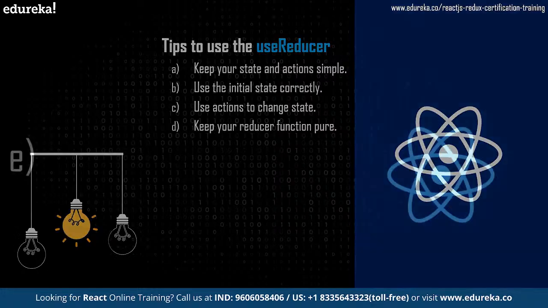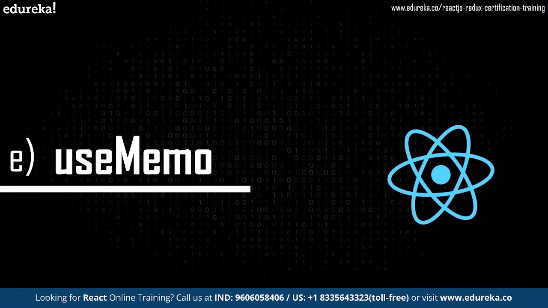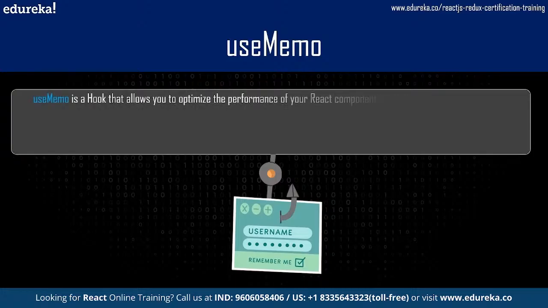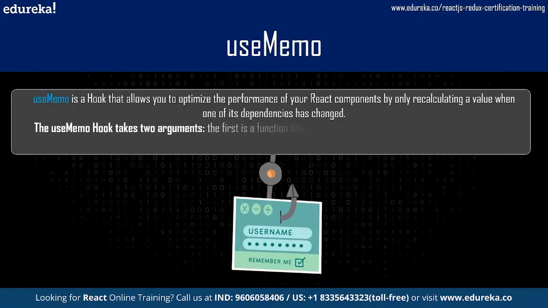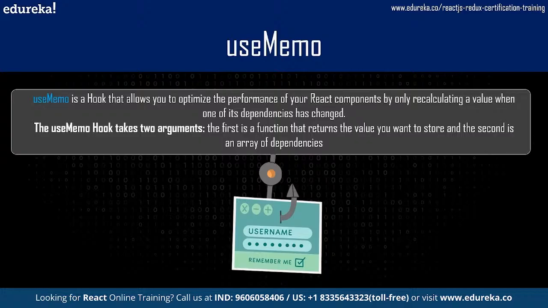So with that, we will move on to useMemo. useMemo is a hook that allows you to optimize the performance of your React component by only recalculating a value when one of its dependencies has changed. Now, it is similar to the useEffect hook.